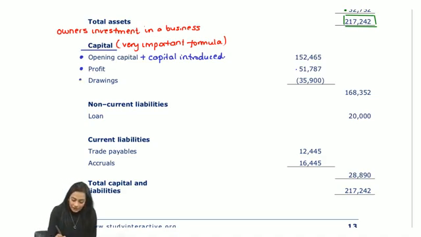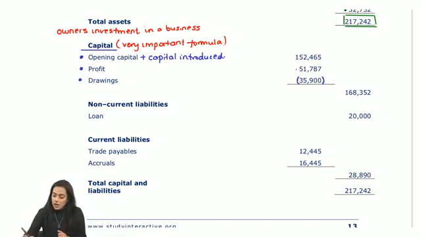But then we take away drawings. Emphasis on the brackets around drawings. Do you remember we discussed drawings in chapter 1? Drawings is when a sole trader takes out money or goods for their personal use. So that reduces the amount of investment they made. So your total capital comes up to 168,352.